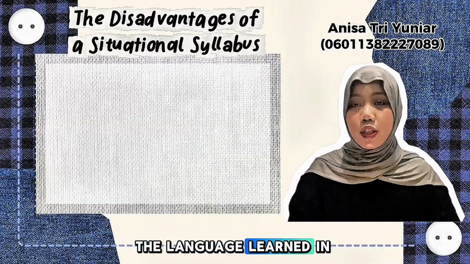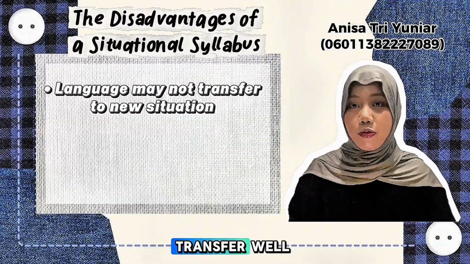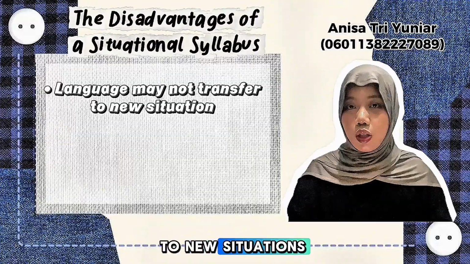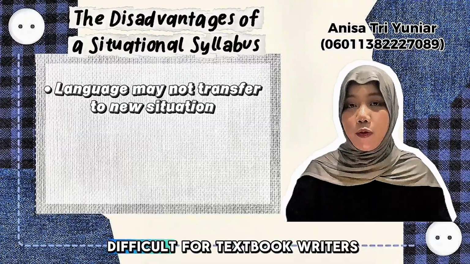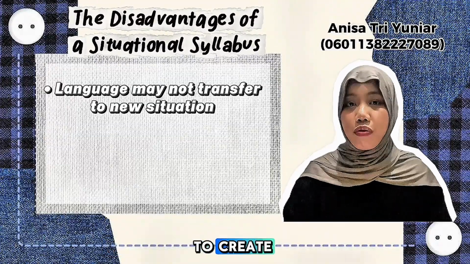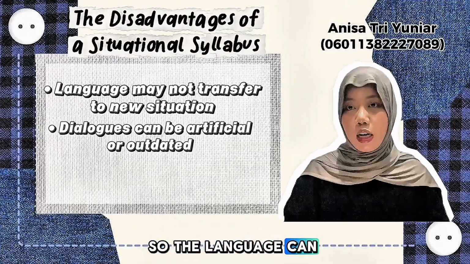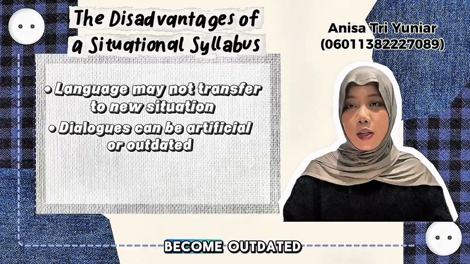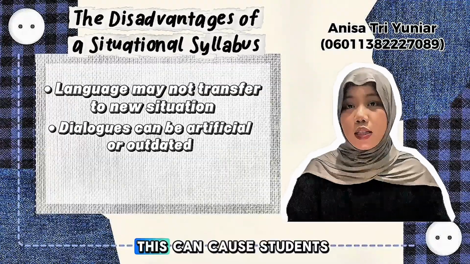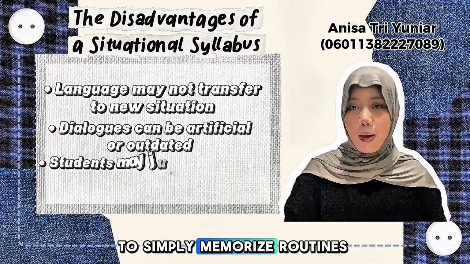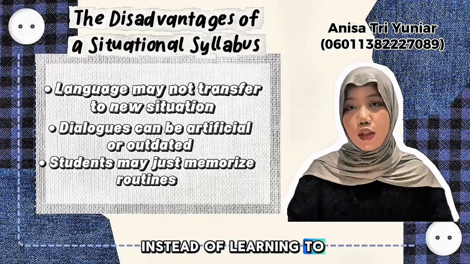The language learned in one place may not transfer well to new situations. It is also very difficult for textbook writers to create dialogues that sound authentic, so the language can often feel artificial or become outdated. This can cause students to simply memorize routines instead of learning to speak flexibly.